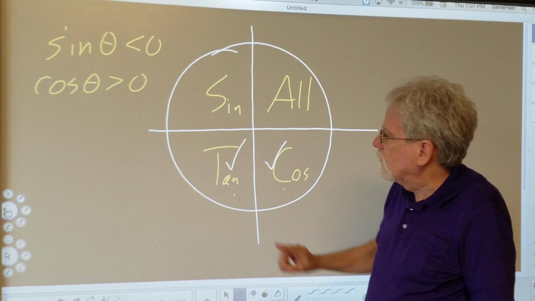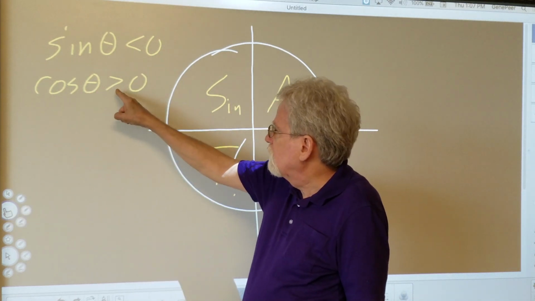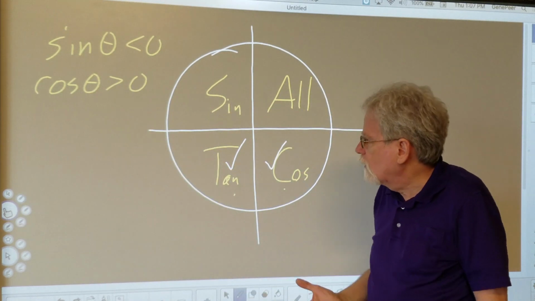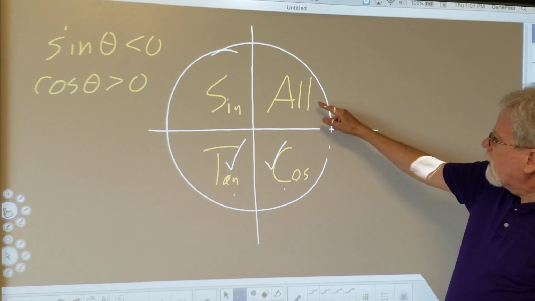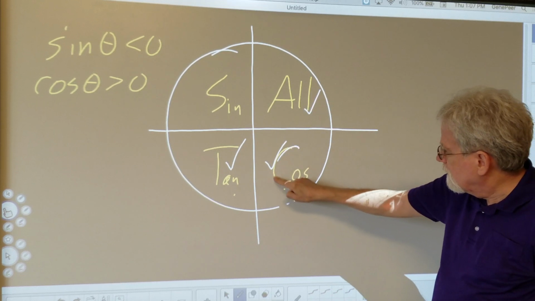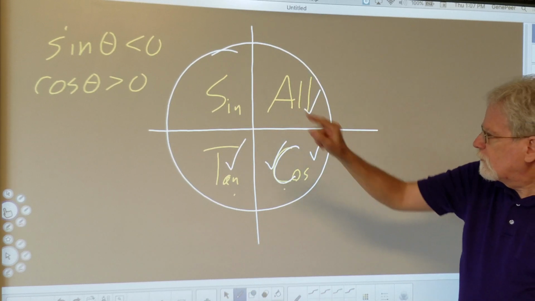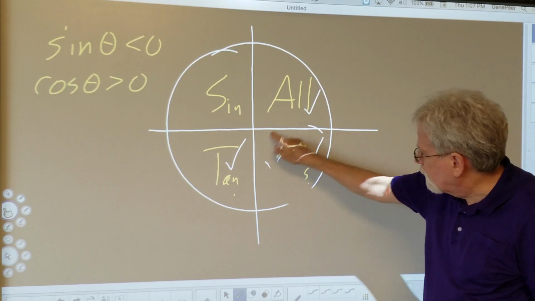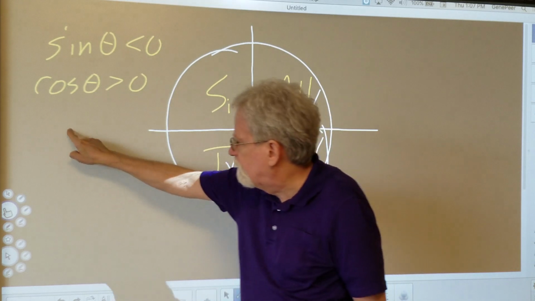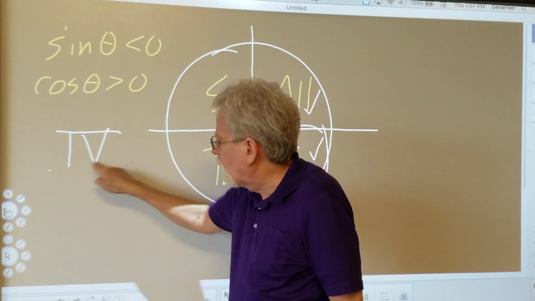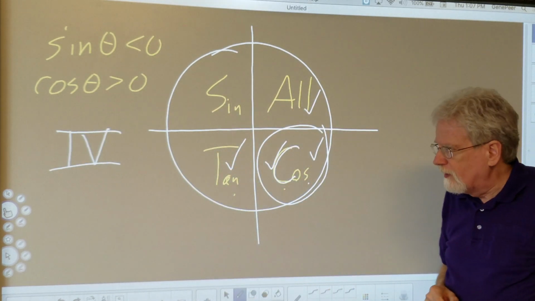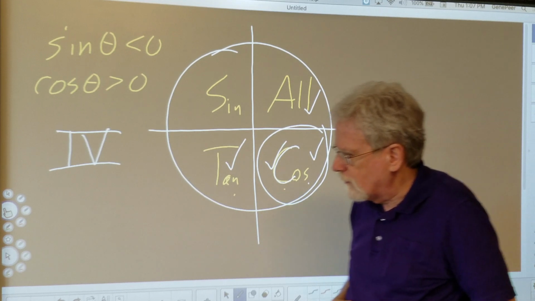But wait just a moment. We're also told that the cosine has to be positive. Well, where is cosine positive? Cosine is positive here and here. Well, the only place that satisfies both of those conditions would be this quadrant. So we're talking quadrant 4. Remember, the quadrants are always listed with Roman numerals. So we are talking quadrant 4.